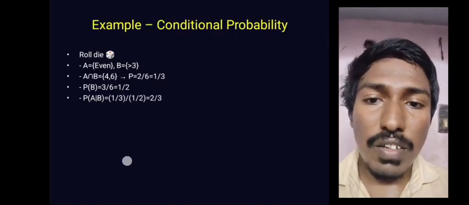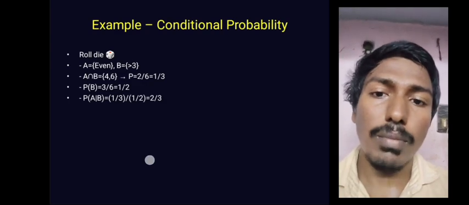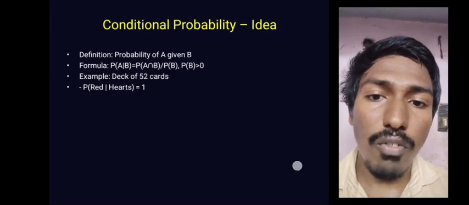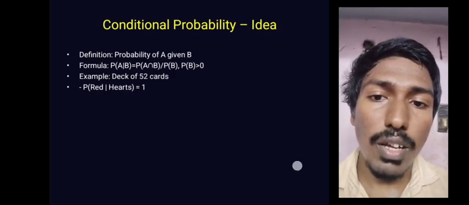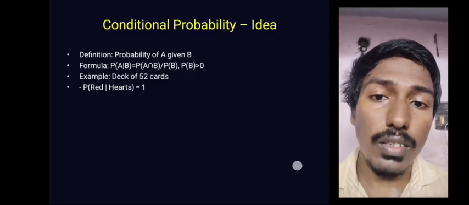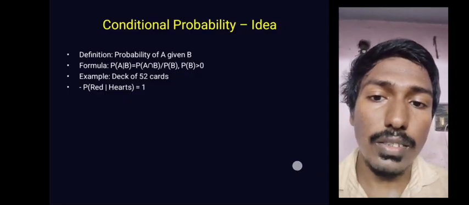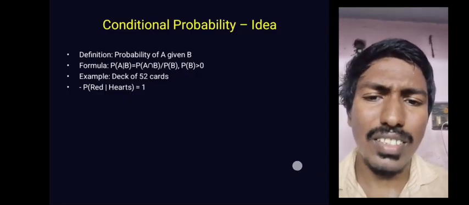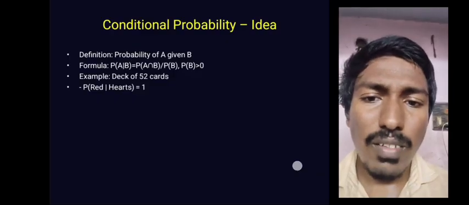P of red given hearts. In a deck of 52 cards, the hearts are 13 and the red is 1. So that's a simple, ideal example.